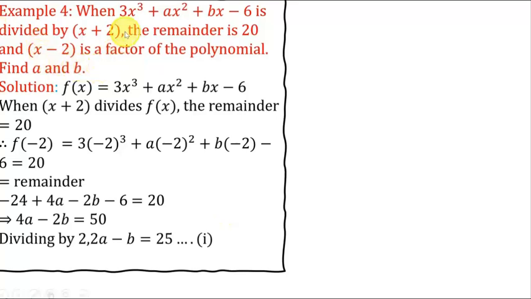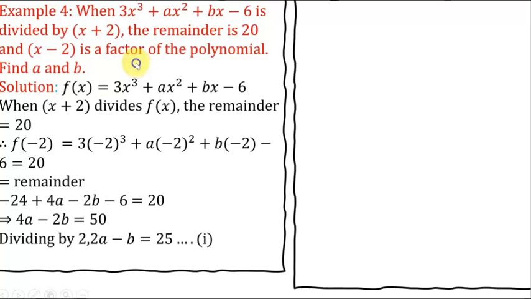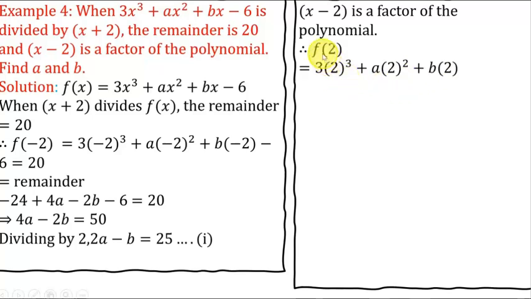Okay. Now next is x minus 2 is a factor. Means what? It's a value of this polynomial is 0 as it is a factor. Okay. Therefore here, as x minus 2 is a factor of the polynomial, f of 2 is equals to 3 into 2 cube replaced by x by 2 here. 3 into 2 cube plus a into 2 square plus b into 2 minus 6 is equals to 0. As it is factor, its value is 0.